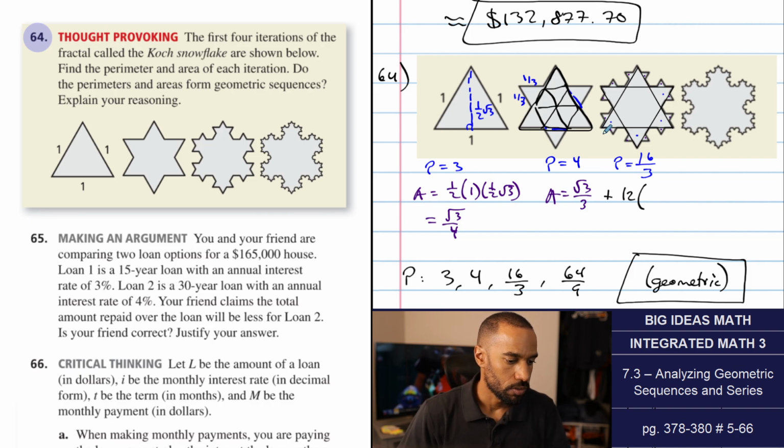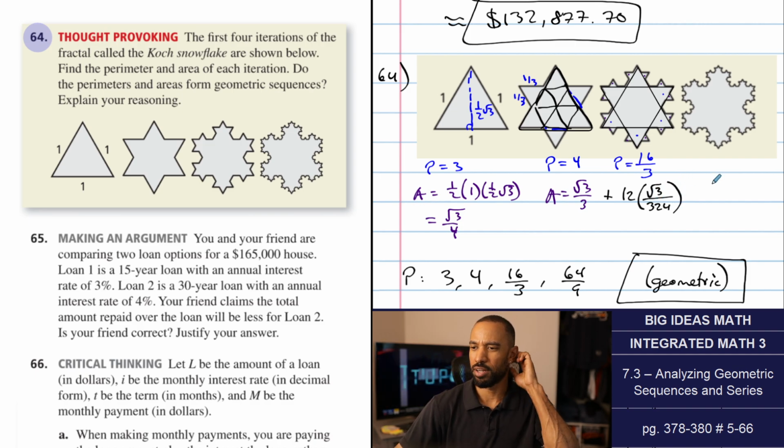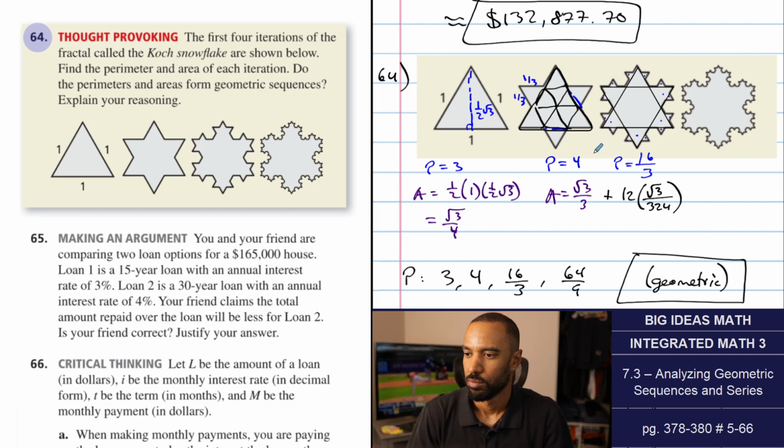Oh shoot, 1 over 81, the size of the original root 3 over 4. So is that root 3 over 324? Ooh, I might have lost where I am with this. Hold on, let me think about it.